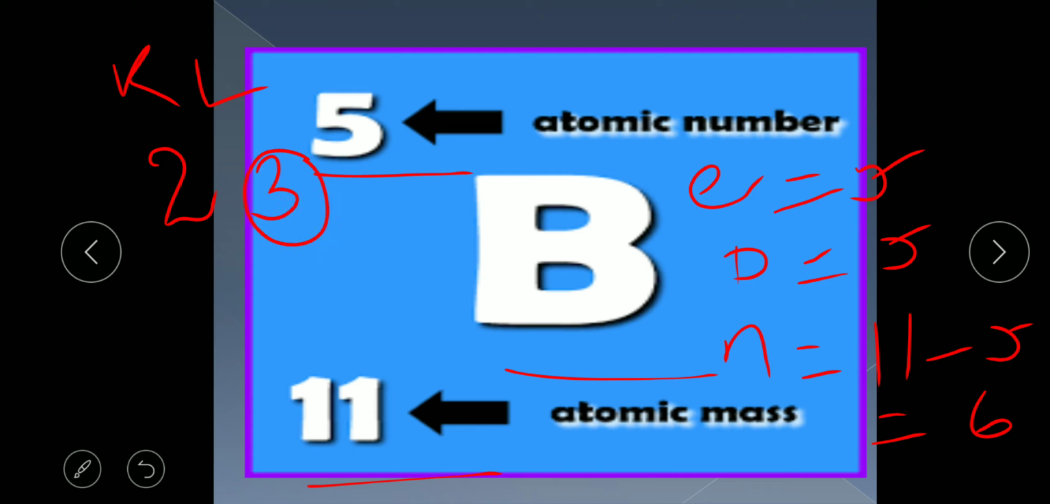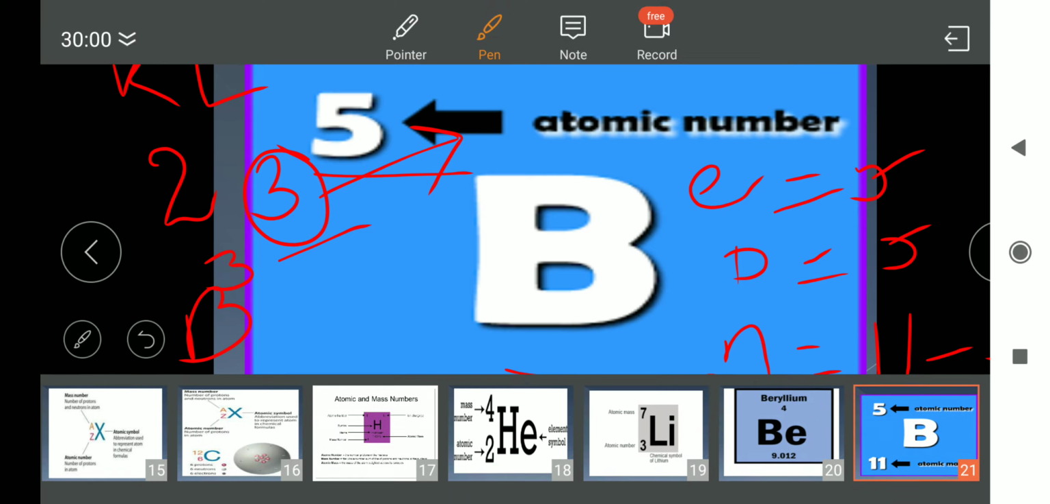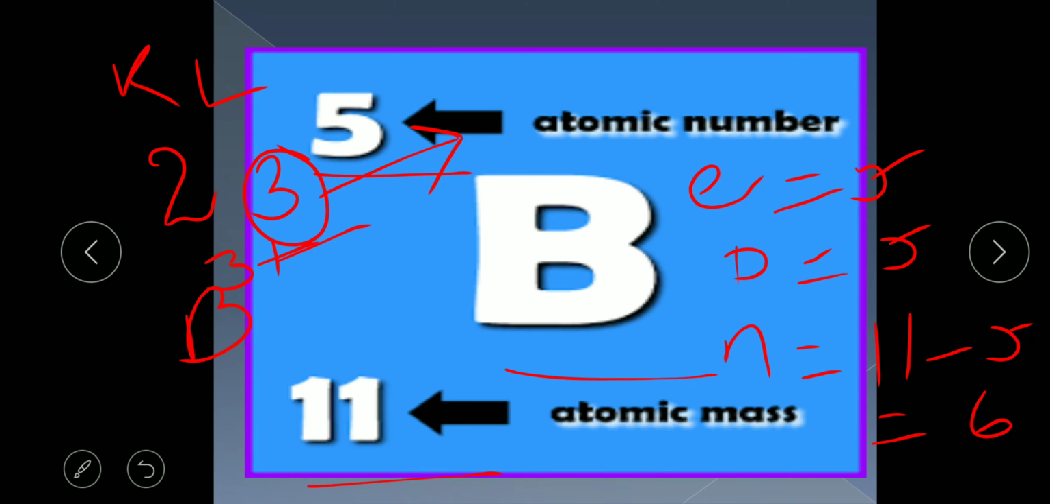So will it give the electrons? It will give the electrons. How many electrons? 3 electrons. So after giving the 3 electrons, it will get a charge, B 3 plus. And when it is giving the electron, will it be a metal or non-metal? It is a metal.